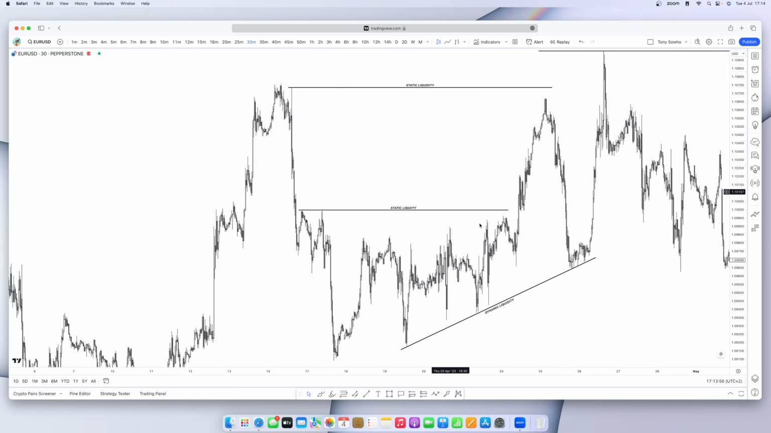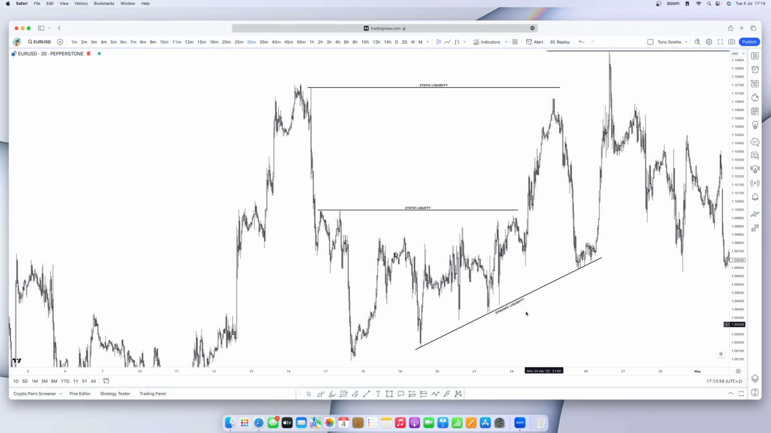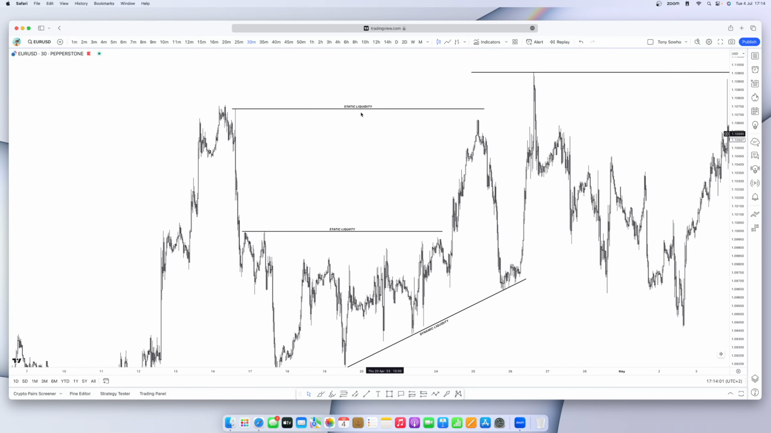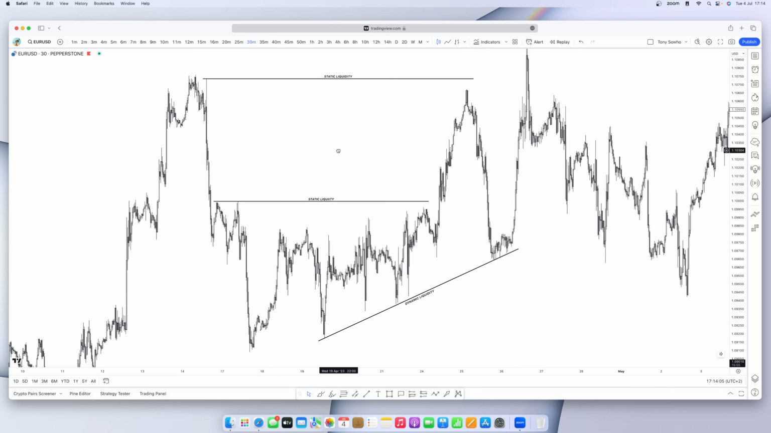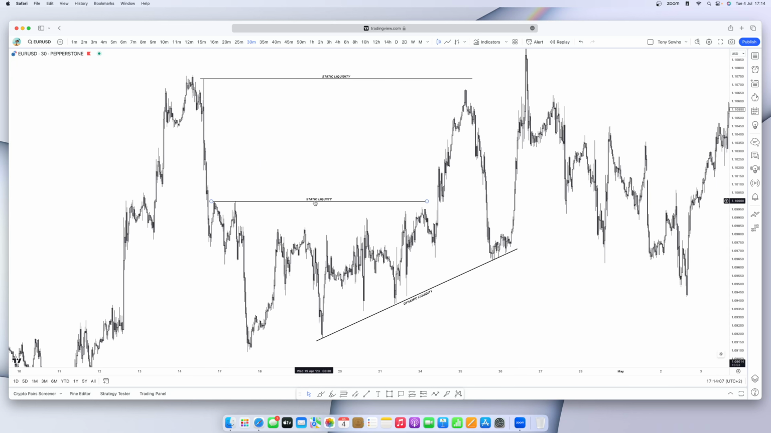Static liquidity. So yes, we have this static liquidity, we have this dynamic liquidity, and we have this static liquidity. Now I've been happy to show you examples of a static liquidity and also an example of a dynamic liquidity. So now we're going to go further. I'm going to show you examples of internal liquidity and an example of external liquidity.